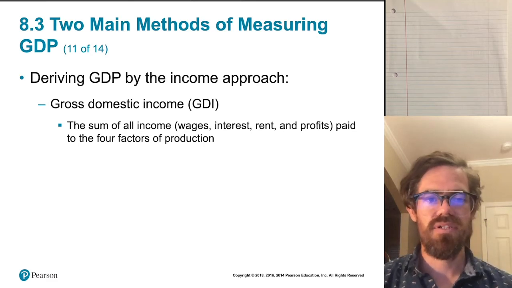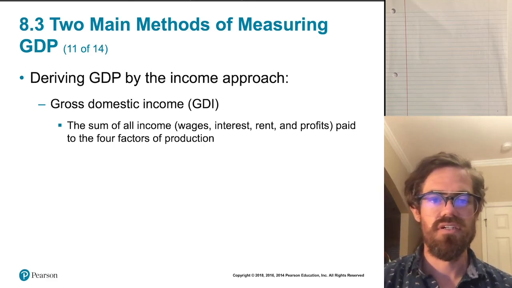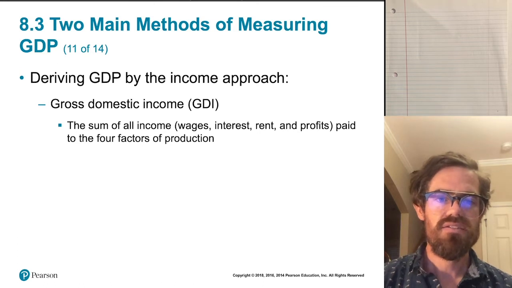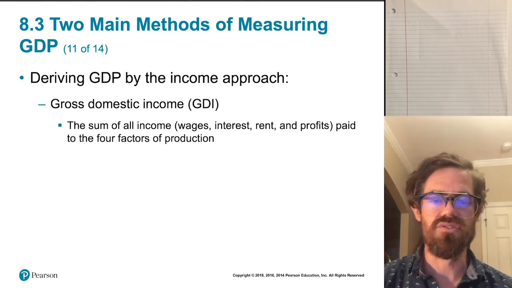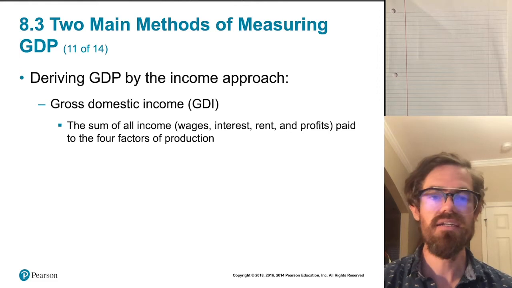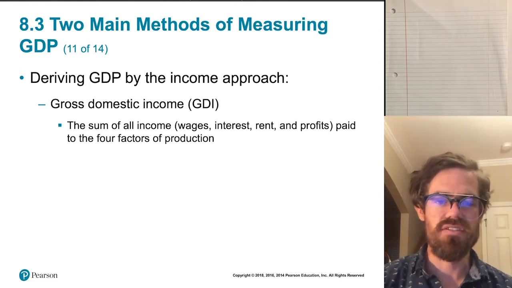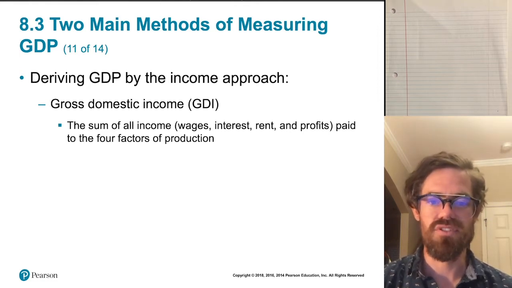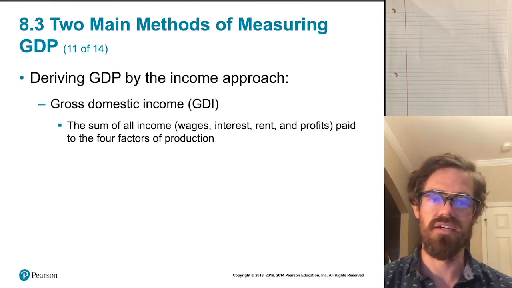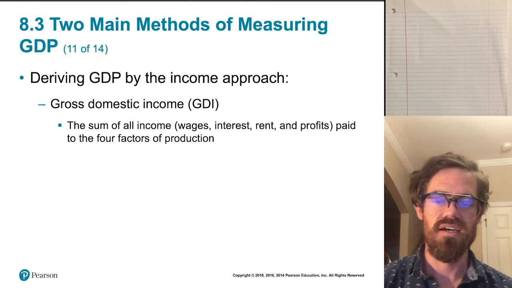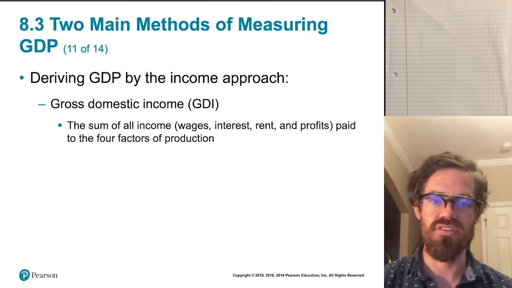All right. Next, we're going to look at the income approach. So we start with something called gross domestic income. And again, this is all of the incomes added together. So the different incomes are wages, interest, rent, and profits. And again, these are the incomes paid to the four different factors of production: labor, capital, land, and entrepreneurial activity.